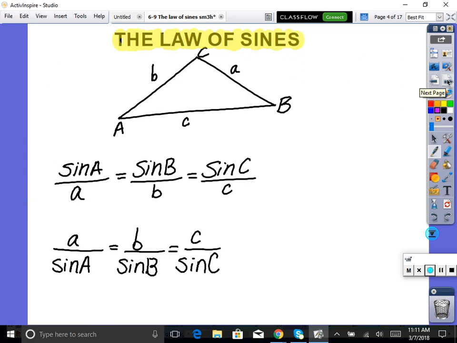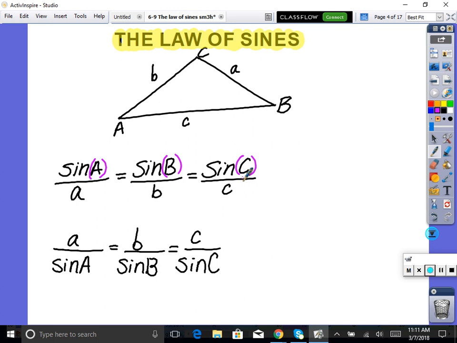Here is the law of sines, everybody. So write it down. Sine of angle A over side A will be equal to the ratio of sine of angle B over side B, which will be equal to the ratio of sine of angle C over side C. Now we can also reciprocate that and instead put our sides on top: side A over sine of angle A equals side B over sine of angle B equals side C over sine of angle C.